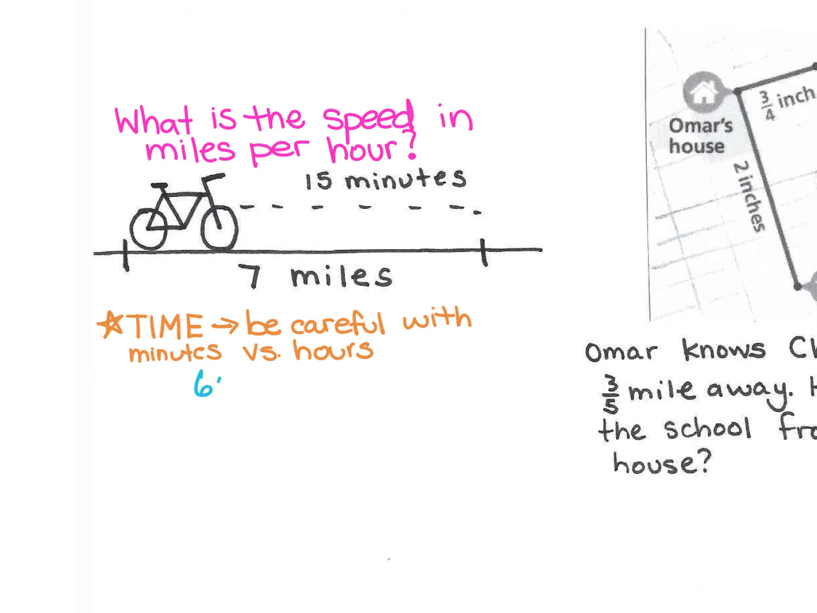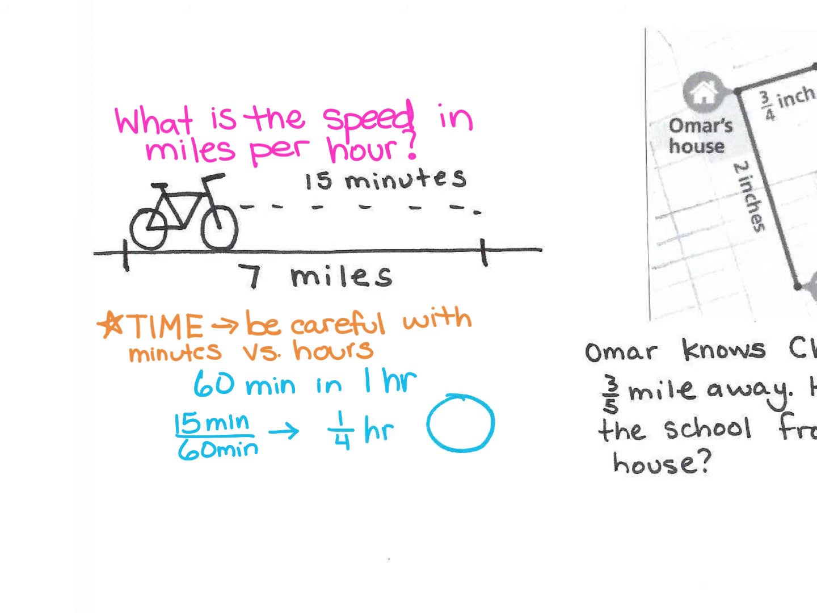There are 60 minutes in 1 hour. So when we think about converting minutes to hours, you can think about this as a ratio, 15 minutes per 60 minutes. That's going to give you 1/4 of an hour.